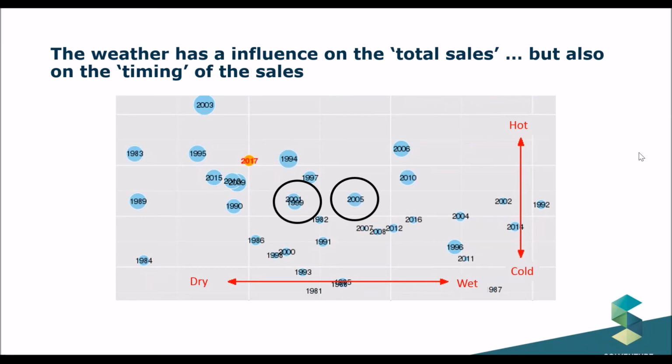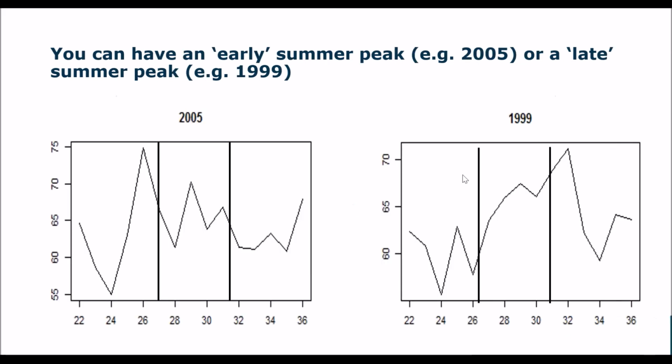And that shows that on the one hand, weather has an influence on the level of sales. Without going into the details, it's also clear that the weather has an impact on the timing. So if you would compare 2001 and 2005, or 1999 and 2005, these are both average summers. They are not very hot, they are not very cold, they are not extremely dry, they are not extremely wet. If you compare 2005 and 1999, you clearly see that 2005 had an early summer peak, where 1999 had a late summer peak.